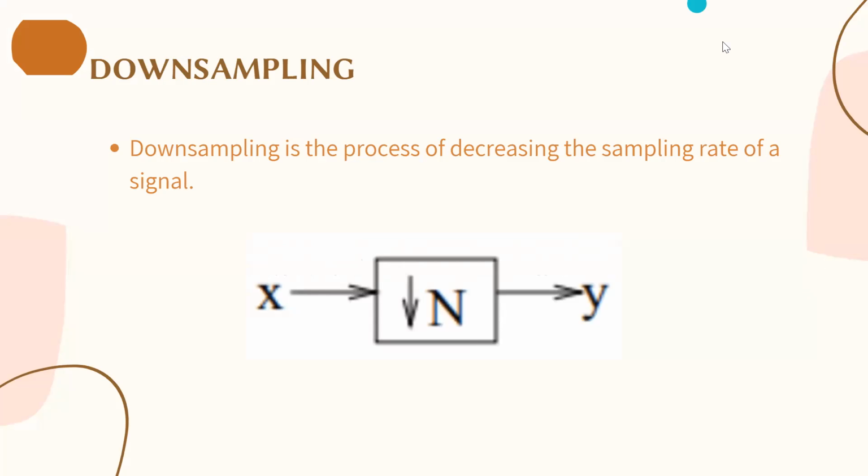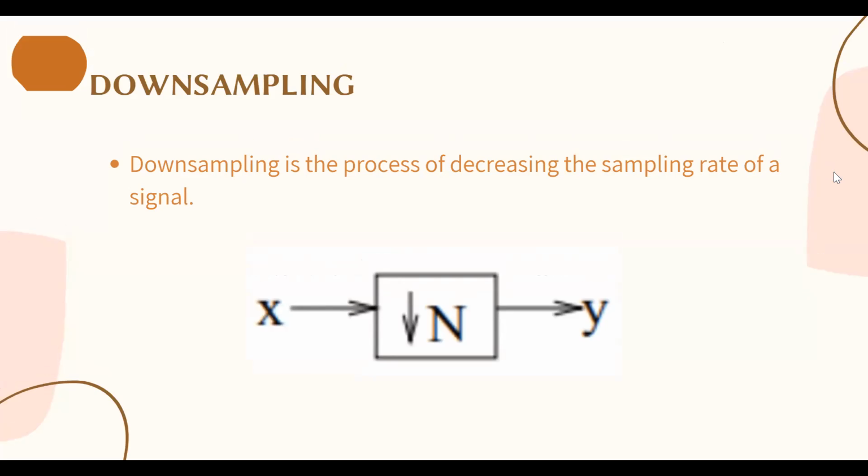In signal processing, downsampling is the process of reducing the sample rate of a signal. This is usually done to reduce the data rate or the size of the data. Here we can see the diagrammatic representation where X is the input signal and Y is the output signal. This is known as the downsampling factor, which is usually an integer or a rational fraction greater than unity. As the downward arrow shows, it is downsampling.